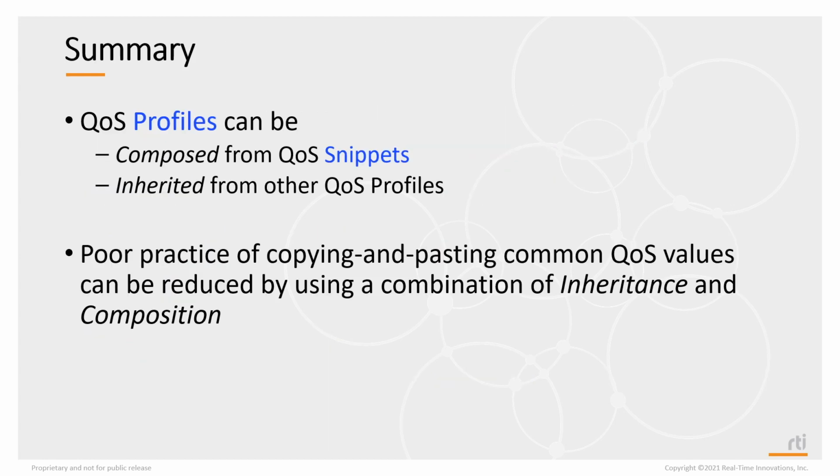In summary, QoS profiles can be composed from QoS snippets. They could also inherit from other QoS profiles, although only single inheritance is allowed. Fundamentally, composition and inheritance get you away from the poor practice of copying and pasting. A lot of times you have some QoS setting that you like, or QoS profile that you like, but you want to make some minor change. So instead of copying and pasting the QoS value set by that QoS profile, what you should do is either inherit from it or use it in composition.